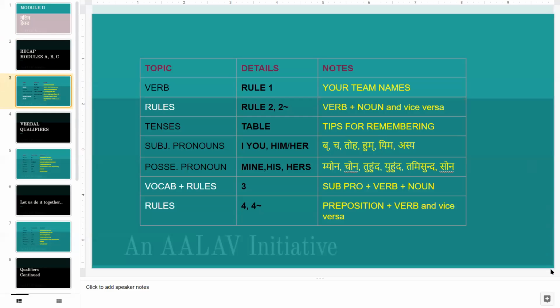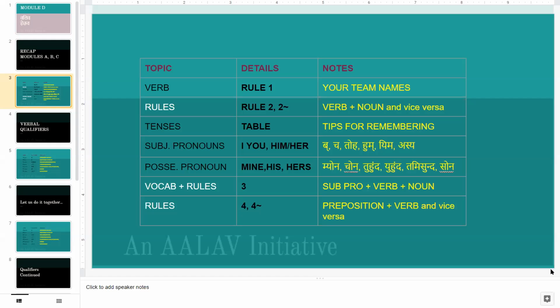So this is essentially where we started. The left column is the topic, the middle column is the details of that topic, and the last is the notes of what we did. We started with verbs. In the very first module A, we said that your individual team names are verbs. That's very important. As much as possible, just try to learn the verbs in Kashmiri. You will get a lot of information about the language from the verbs itself.